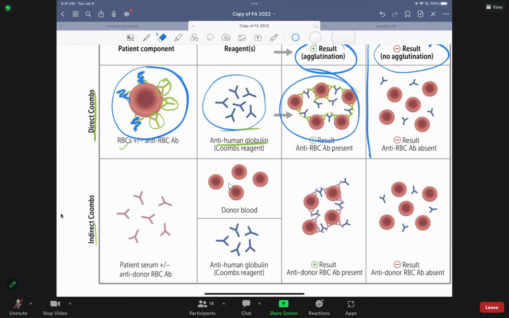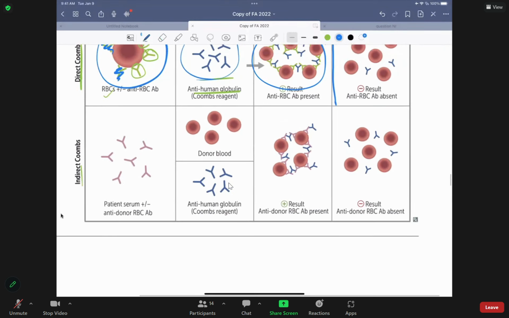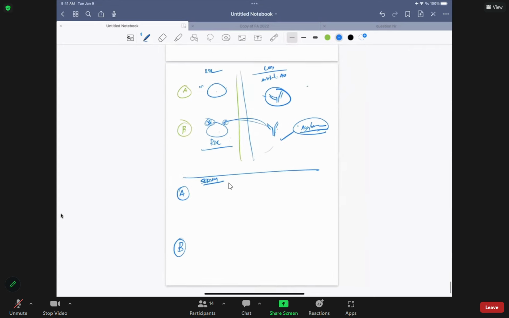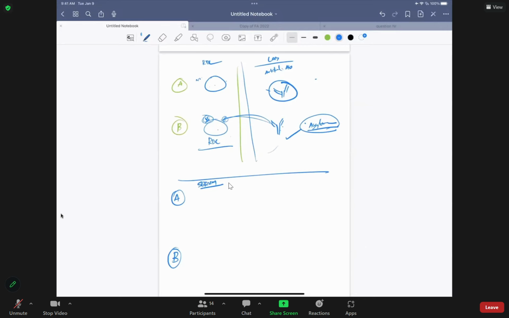Now, indirect Coombs test. The same thing, but we are doing it indirectly. You have to be careful with me here. Indirect Coombs test means that instead of taking the patient's red blood cell, I'm taking the same patient's serum, not the red blood cell, their plasma fluid. If I take this patient's plasma fluid, the same patient A and B, A won't have anything, B will have antibody. Do you guys agree?